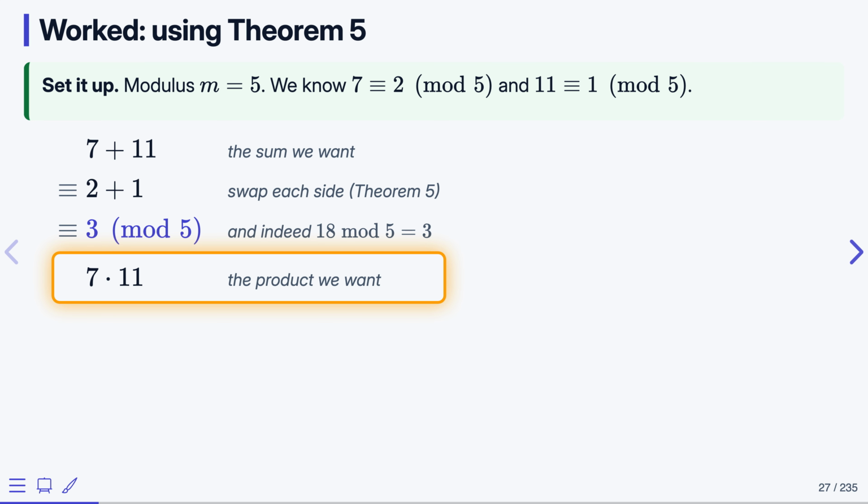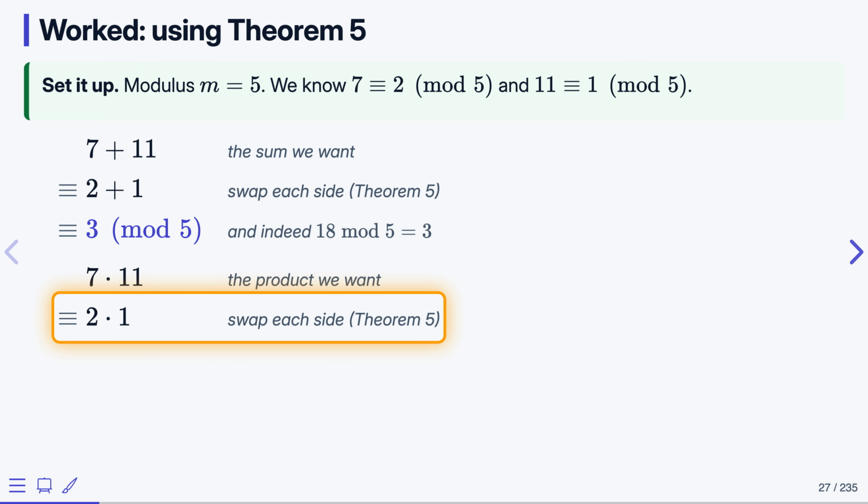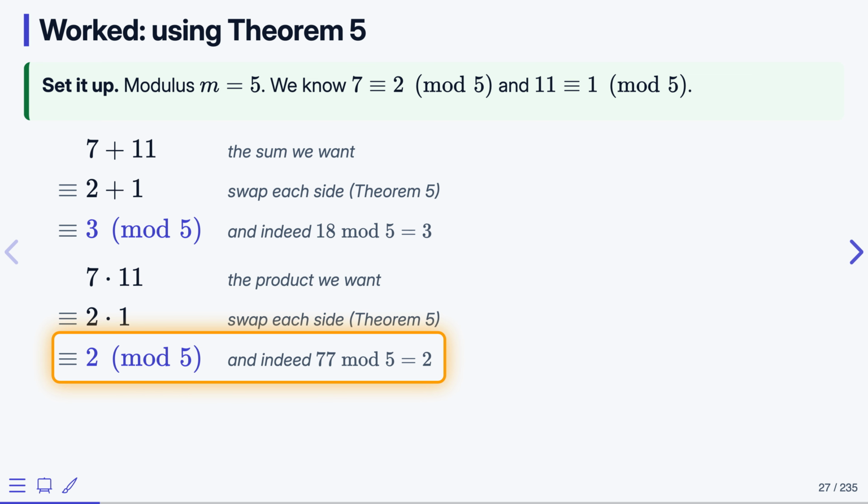Now the product. Line 0, 7 times 11. Step 3. Swap each side again. We get 2 times 1. Step 4. That is 2 mod 5. Check it. 7 times 11 is 77, and 77 mod 5 is 2. It agrees.